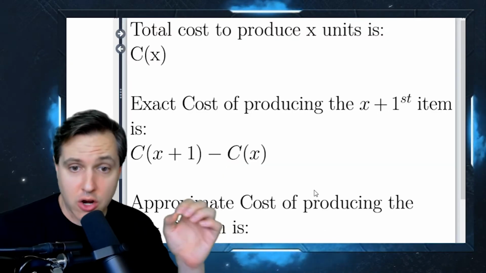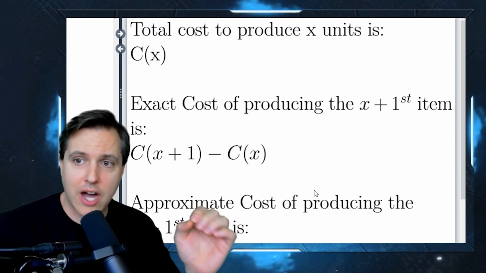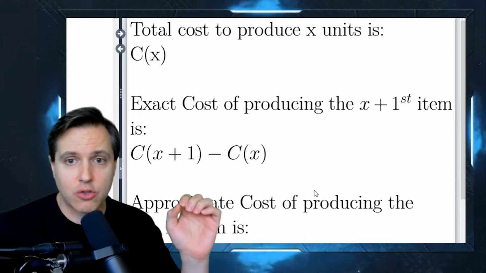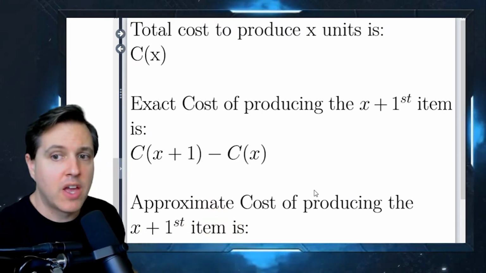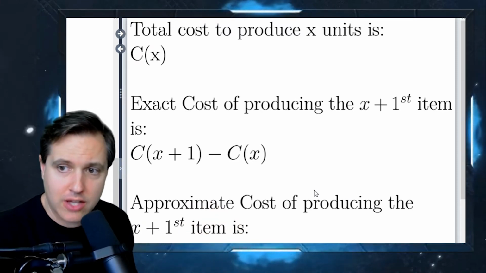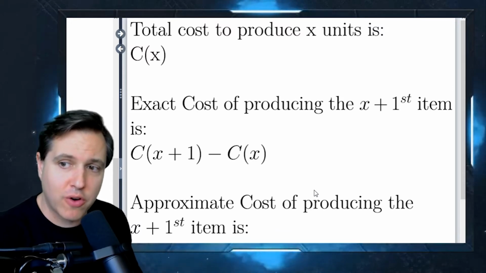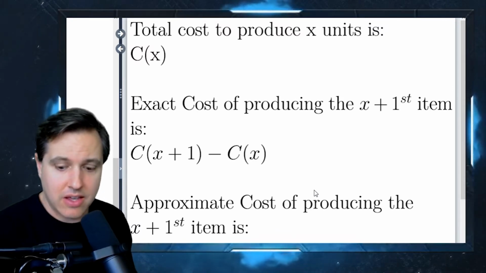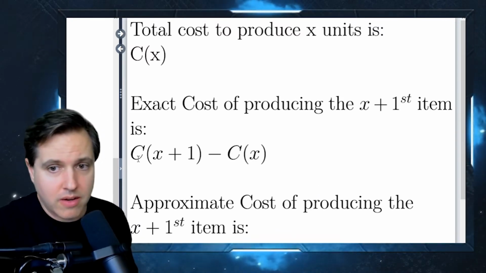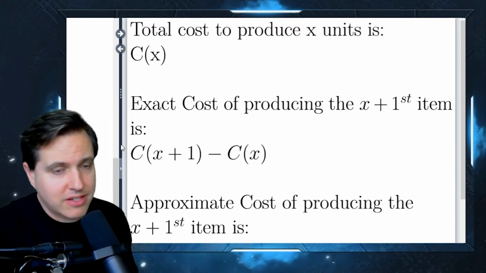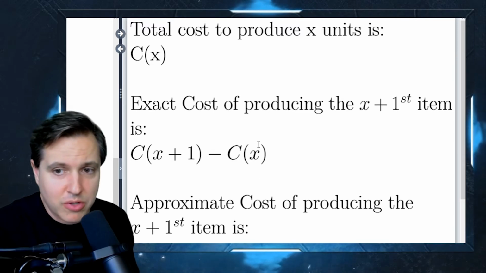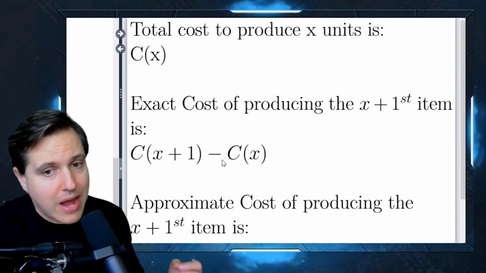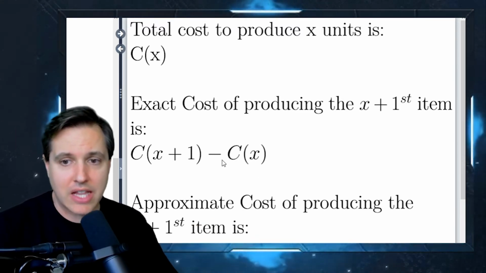Okay, so here's the idea. If our cost function, capital C of x, is the total cost to produce x units, then it makes sense that the exact cost of producing the x plus first item is C of x plus 1 minus C of x. So this is the cost of producing x plus 1 items. This is the cost of producing x items. If we subtract them, it tells us the cost of that last item.